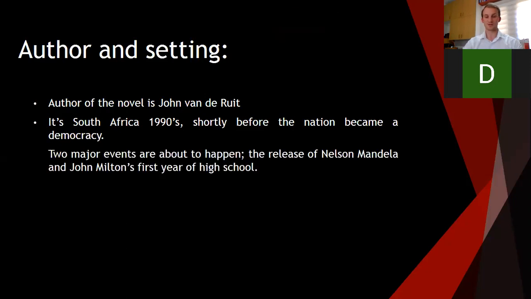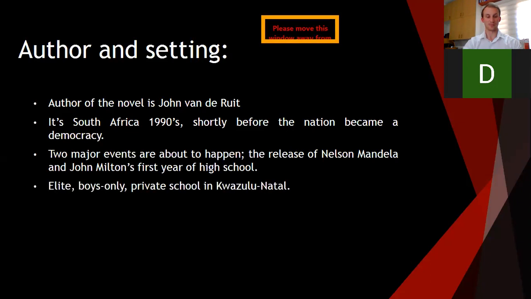Two major events are about to happen: the release of Nelson Mandela and John Milton's first year of high school. You will realize from reading the pre-reading that John Milton is the main character or the protagonist in the novel. The school he's attending is an elite boys-only private school in KwaZulu-Natal, and as you boys will know, he's also a boarder at the school.